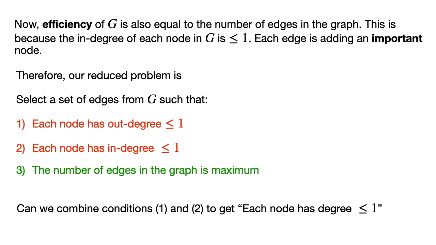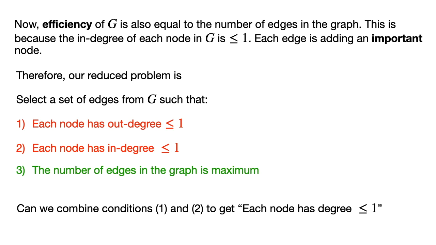Well, it gives us the additional constraint that the efficiency of G is equal to the number of edges in the graph. This is because each edge adds an important node to the graph now. Therefore, our reduced problem is this. Select a set of edges from G such that each node has out degree less than or equal to 1, each node has in degree less than or equal to 1, and the number of edges in the graph is maximum.